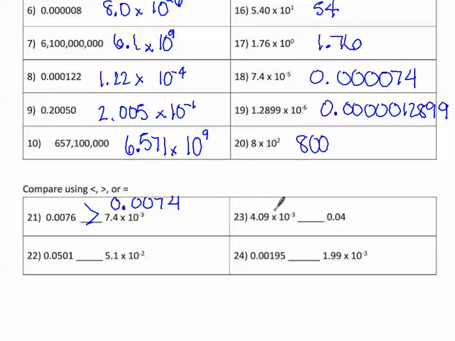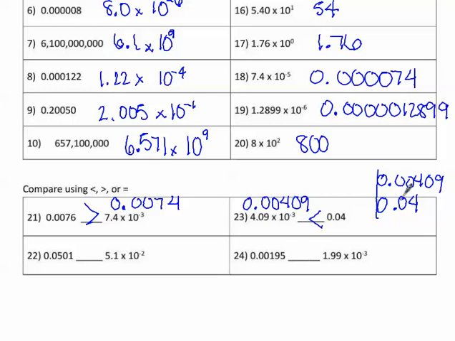On number 23, in order to compare properly, make sure you place each number in standard form. 4 and 9/100ths times 10 to the negative 3, you need to move the decimal 3 places to the left. Now compare. This is less than 0.04. If it helps, make sure you stack your numbers so you can compare by column.